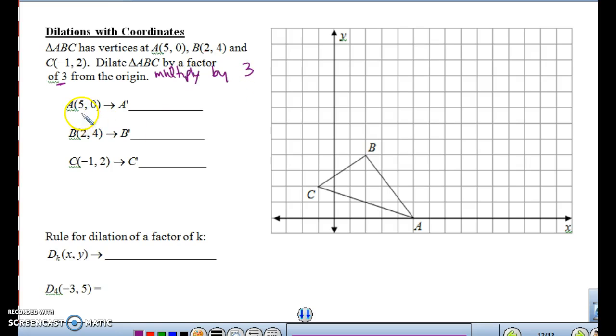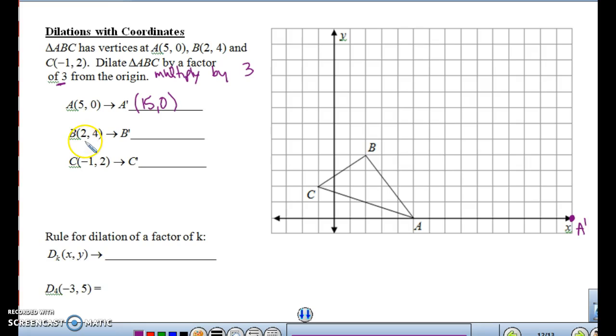So 5 multiplied by 3 will become 15, 0, because if it's from O, the origin, to A is 5, then from O to wherever A prime is going to be 15. And that actually puts it right here. I count over to 15: 1, 2, 3, 4, 5, 6, 7, 8, 9, 10, 11, 12, 13, 14, 15. That will be A prime. So that's at 15, 0.